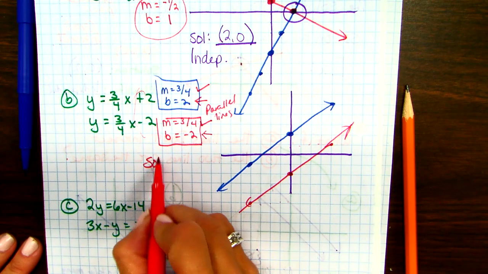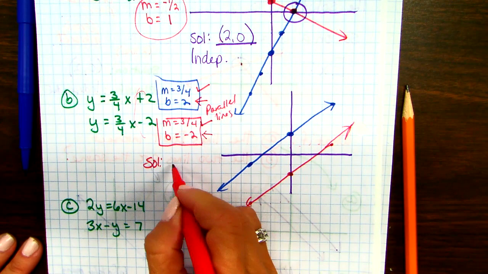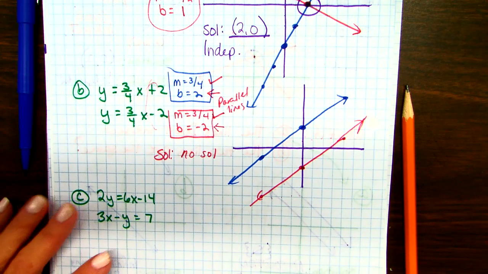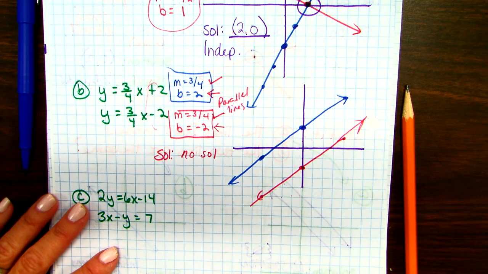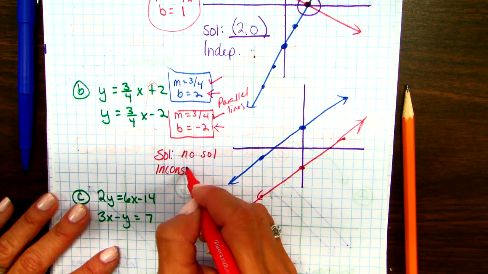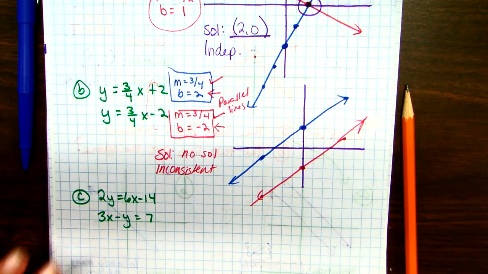So the solution here would be none, right? There's no solution. Where do they touch? Nowhere. What would we call it? Classification. Inconsistent. It's like it doesn't make sense. It's a dumb question. How do I solve something that has no solution? Think of it like that.